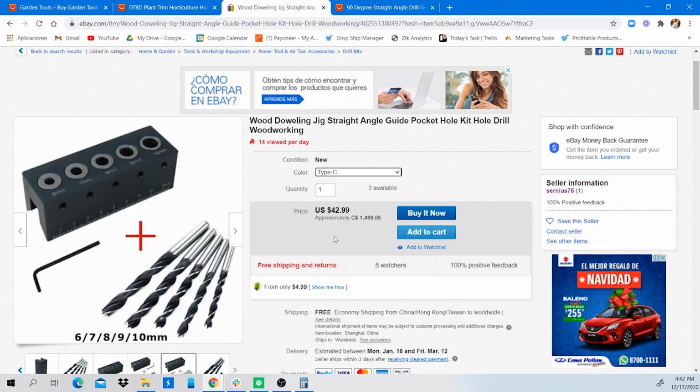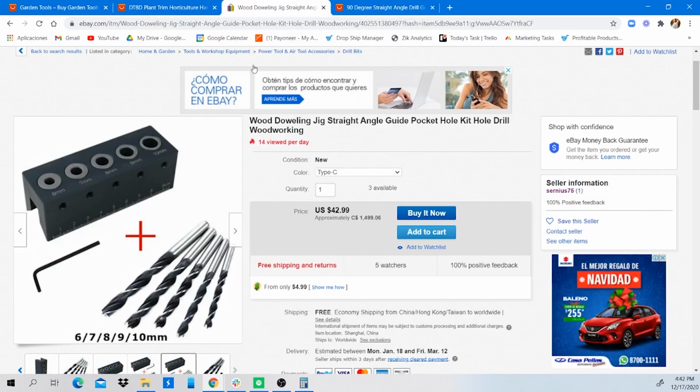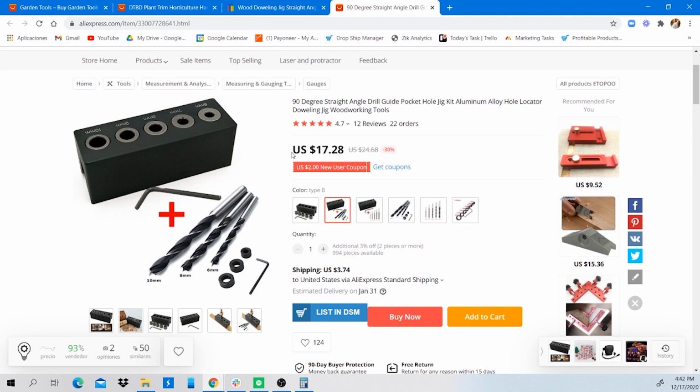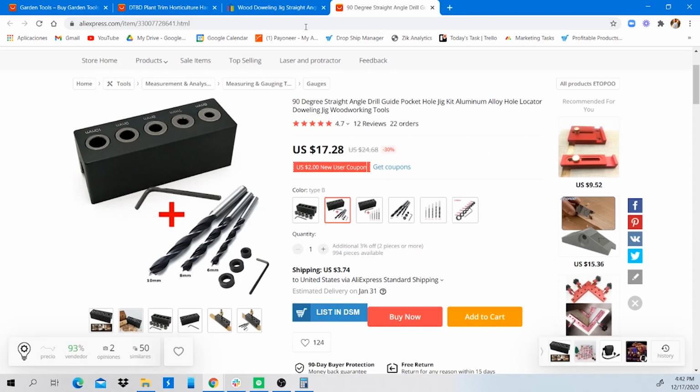Okay, there you have it. The same product, the same variation, as you guys can see here. And look at the price. The final price on AliExpress is 17 bucks and 28 cents, and the final price on eBay on the seller's page is $42.99, right? So this is how we determine the price, and we found the same product under a cheaper cost.